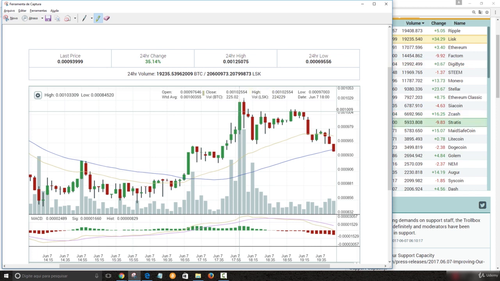Again, we have the opening price, closing price, the highest price here, and the lowest price right here. So when it opened, what time? It opened at this point right here. I'm going to draw a line here. It opened right here. It ended here.